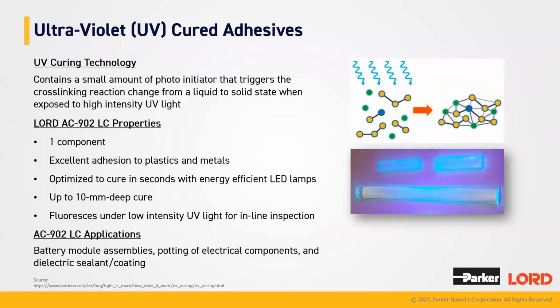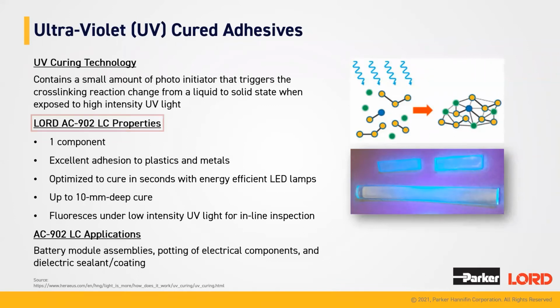Now, diving a little bit deeper into ultraviolet UV cured adhesives. What is happening that makes that UV cure possible? Why aren't all adhesives able to be UV cured? The reason UV cured solutions react the way they do is because they contain a small amount of photoinitiator that triggers the cross-linking reaction, thus changing the chemistry from a liquid to a solid state when exposed to high intensity UV lights.